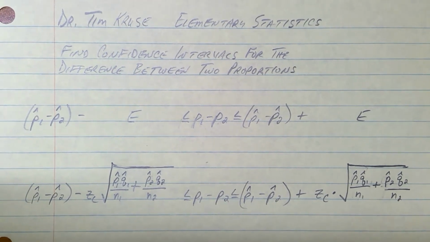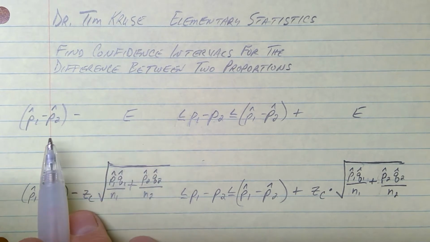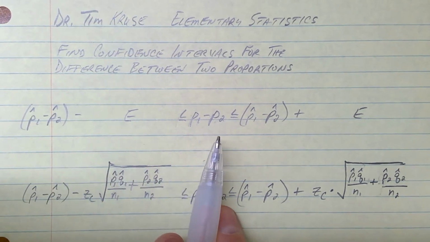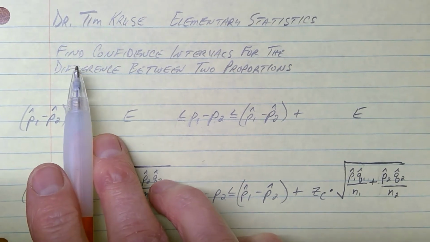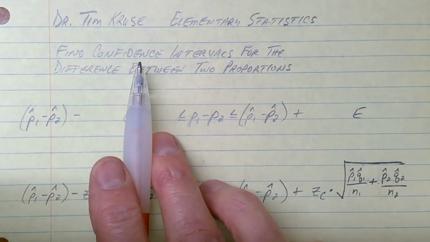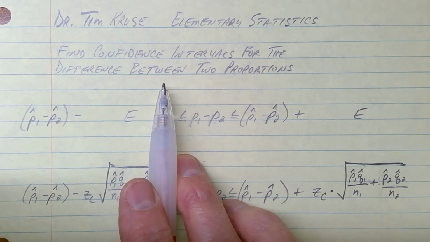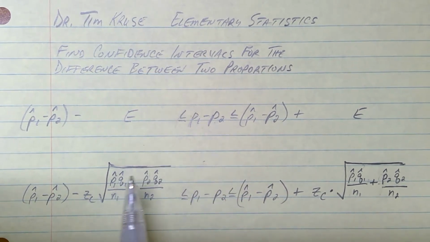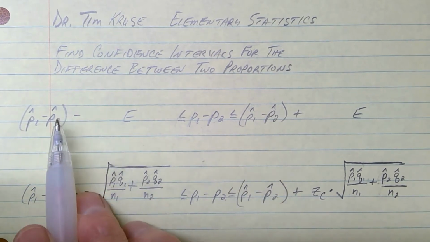A little terminology. If you want a more in-depth explanation of all these symbols, you might look at a previous video I made on finding confidence intervals for a single proportion. Since I've made that video, I'm going to go over this a little quickly.